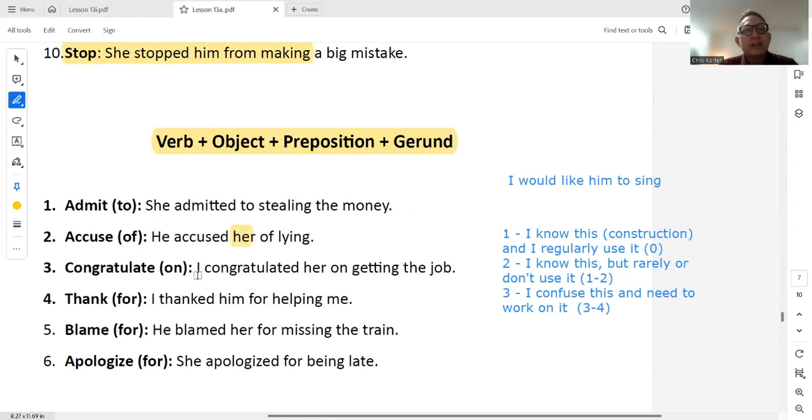So I congratulated her on getting the job. So congratulate on, thank for, I thanked him for helping me. He blamed her for missing the bus. And finally, she apologized for being late. She apologized to him, if you want to get the object in, but it's a preposition. She apologized to him for being late. All right, so this would be slightly different in construction.